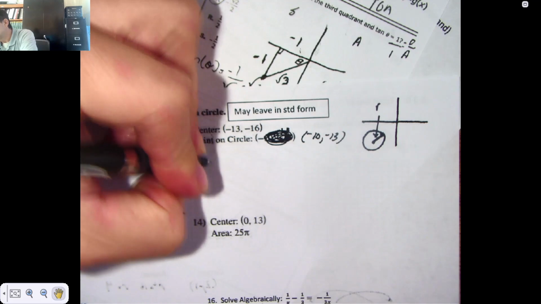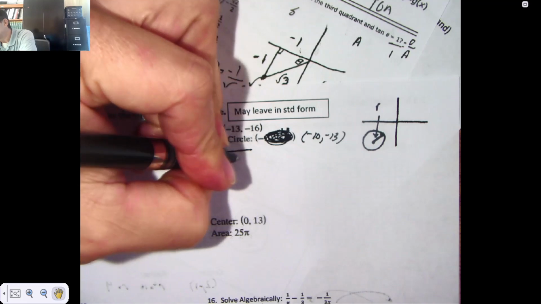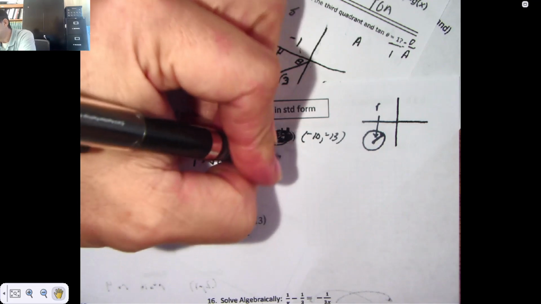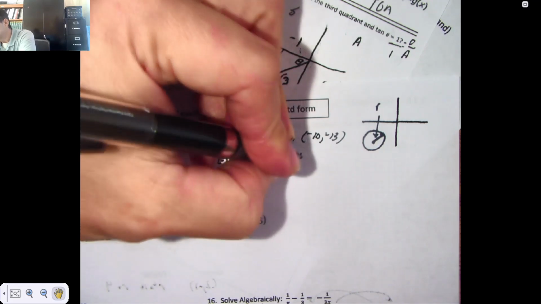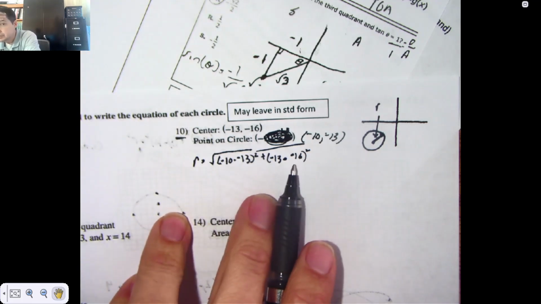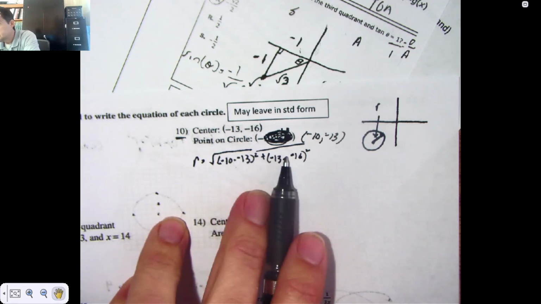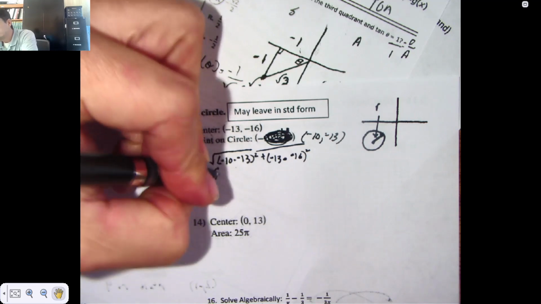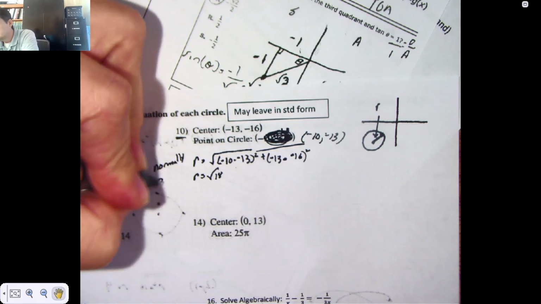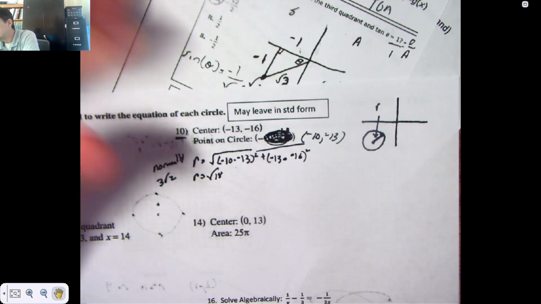So the radius is going to be the square root of (x minus x) plus (y minus y), all squared. That's going to generate a 3. That also is going to generate a 3. So a 3 squared is 9, a 3 squared is 9. I end up with root 18. And normally I'd want you to simplify that, normally you'd say 3 root 2. But it doesn't matter because you're going to square the thing. So it's just going to look pretty.